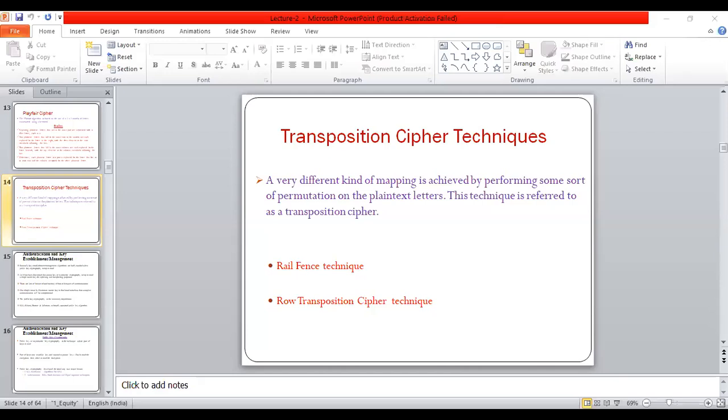Fine, thank you. Okay, so in the last lecture session, we have talked about the transposition cipher techniques and how it is different from the substitution cipher techniques. So the first example is the rail fence technique that we have talked about, and today we will discuss the row transposition cipher technique. So I'm moving to the digital board now.